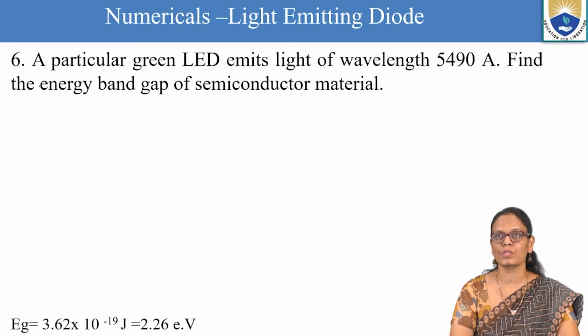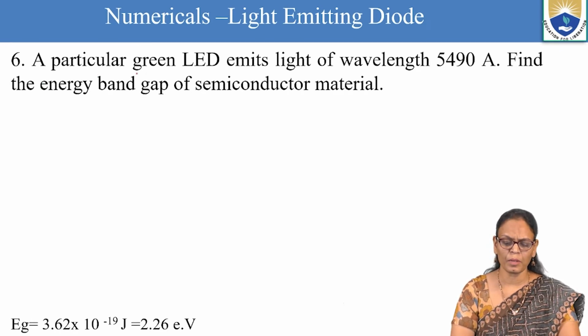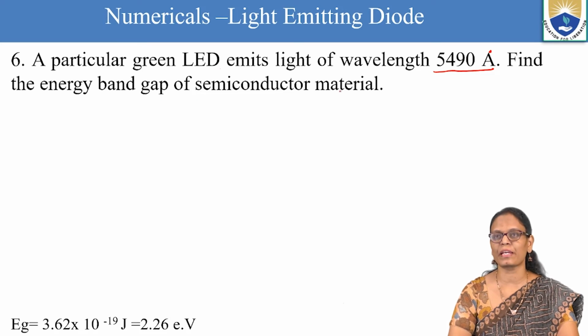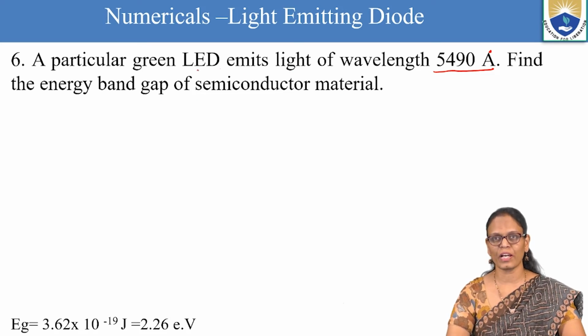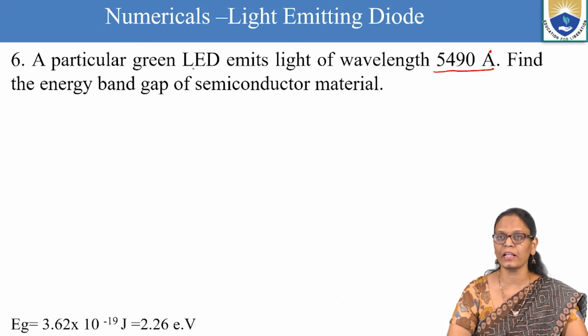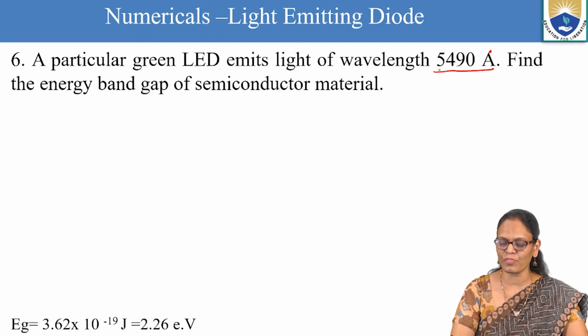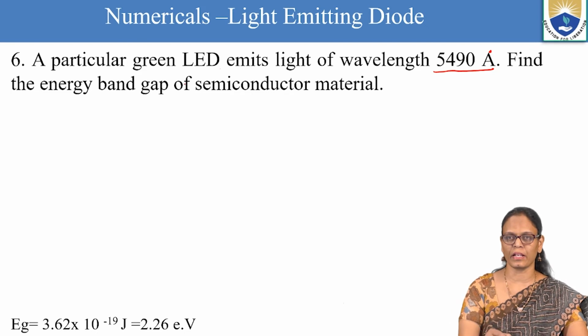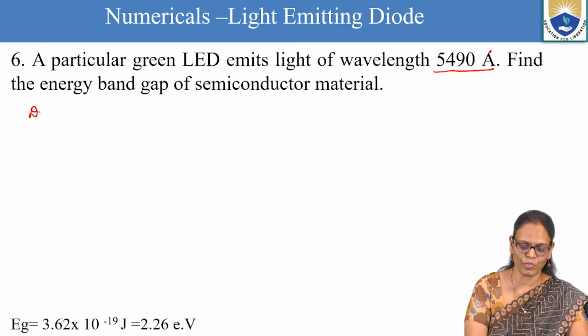Now coming to the sixth one, a particular green LED emits light of wavelength 5490 angstrom. Find the energy gap of the semiconductor material. So we are having a green color LED and it is emitting light of wavelength 5490. We have to calculate the energy band gap. We have done similar problems before. So write the data first.